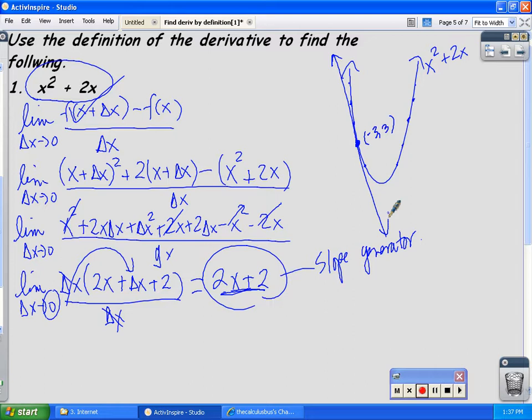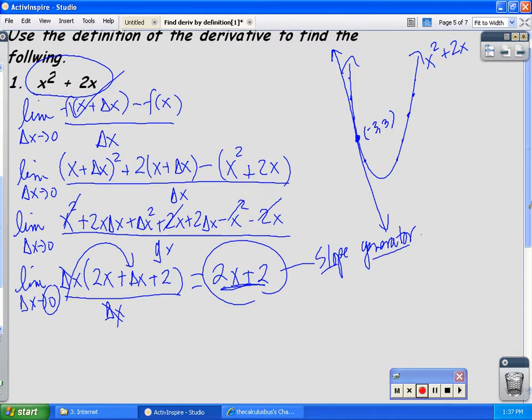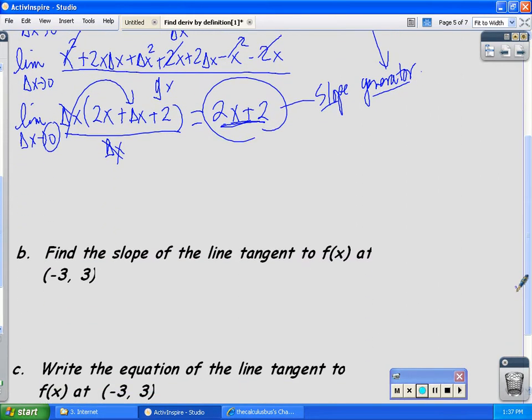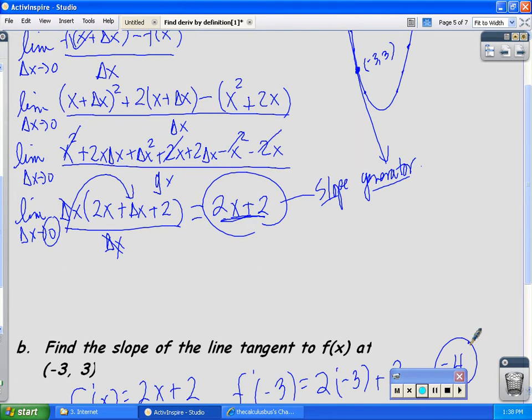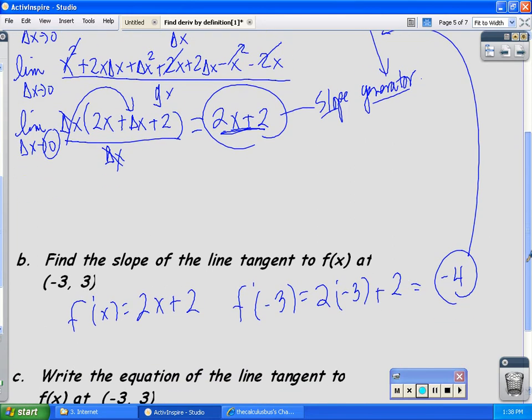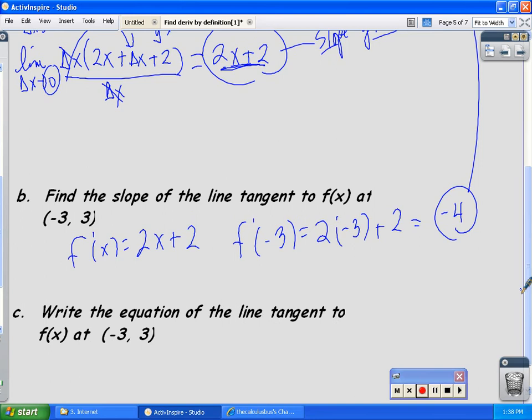Well, if I want to find slope, it makes a lot of sense to go to a slope generator. And so when I find that slope, since my derivative was 2x plus 2, if I want the derivative at negative 3, so notice that you substituted the x value. There's no place to substitute a y value into this formula. So I get negative 6 plus 2, which is negative 4. So I know that the slope of this line up here is negative 4. So first of all, I found the derivative, which is the slope generator. Then I used the slope generator to substitute in the value of x, and I have the slope.